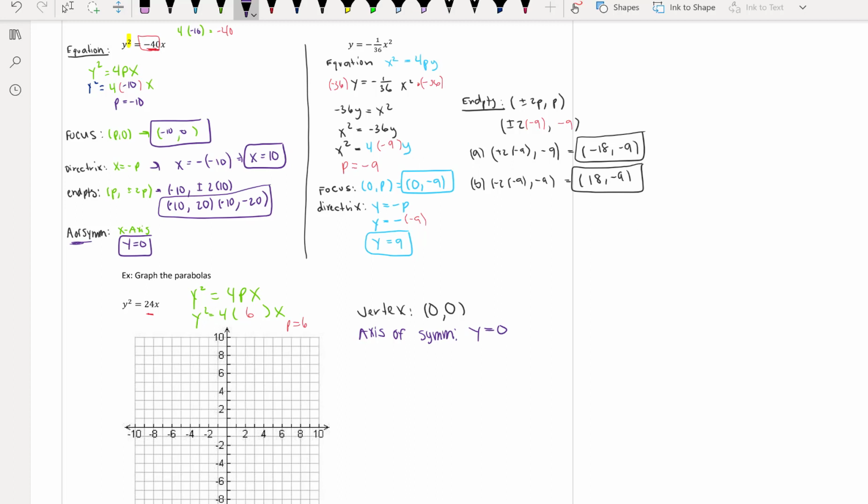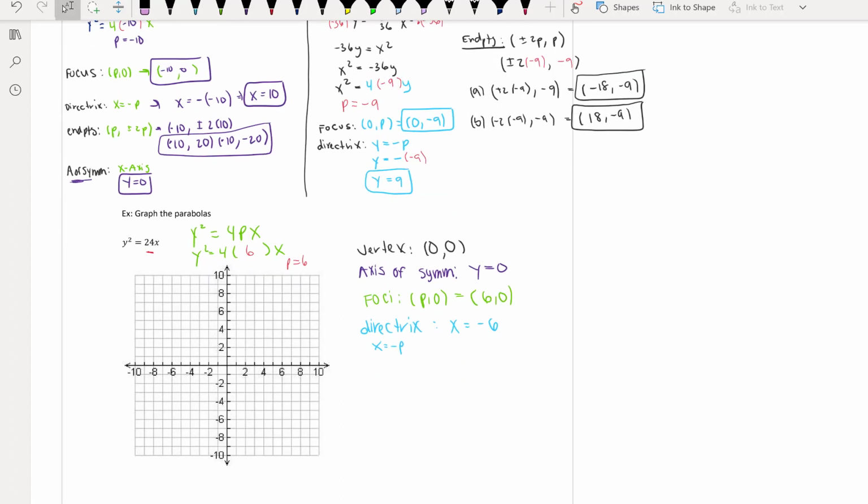The next thing I'm going to be thinking about is my foci. Well, the foci I already said was p, 0. So here my p-value is 6, so my foci is going to be 6, 0. And I also have my directrix. My directrix was going to be x is equal to negative p. So here my directrix is going to be x is equal to a negative 6, okay? And I'm also going to be having my endpoints.